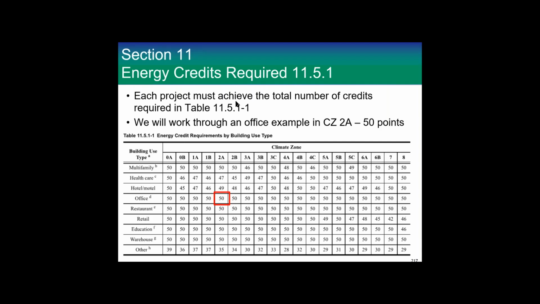This is the way this works. Each product must achieve the total number of credits required in table 11.5.1. That's this table. We will work through an office example. Climate zone 2A, 50 points. So here's an office, climate zone 2A. You have to earn 50 credit points for it to comply.